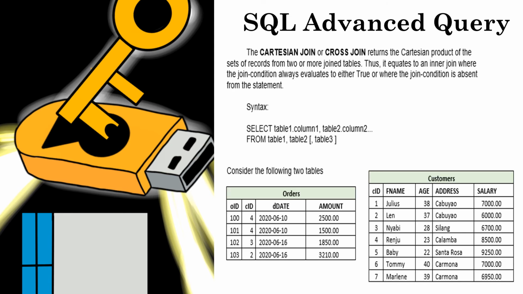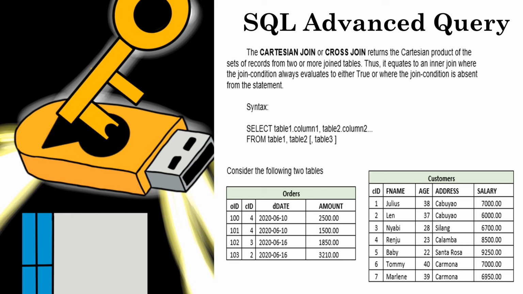How about the Cartesian joins or the cross joins? This returns the Cartesian product of the sets of records from two or more joined tables. Thus, it equates to an inner join where the join condition always evaluates to true, or where the join condition is absent from the statement. The syntax is: SELECT table1.column1, table2.column2 FROM table1, table2, table3, and so forth.